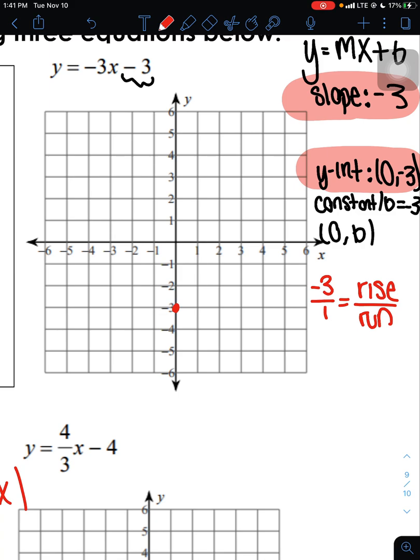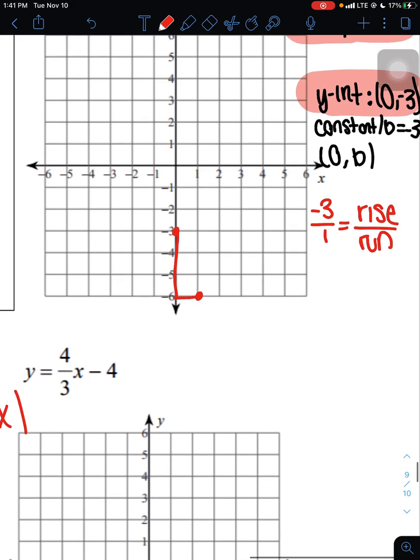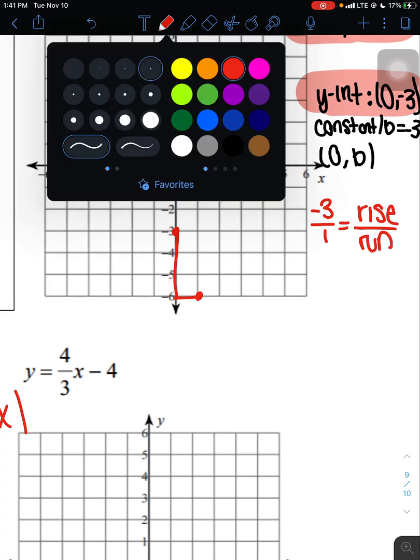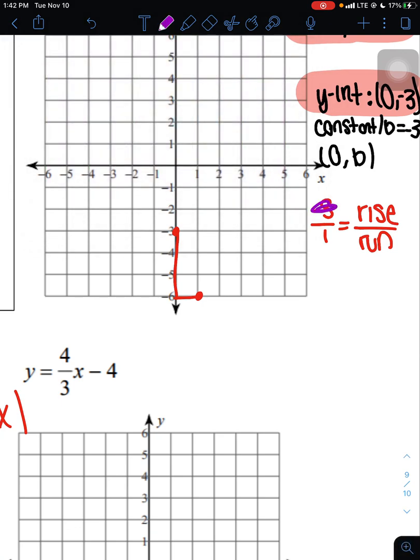So from 0, -3, I'm going to go down 3 units and over to the right 1 unit. So let's talk about that. So since my 3 was negative in the numerator, oh, I thought that was the highlighter. This prompts me to go down.